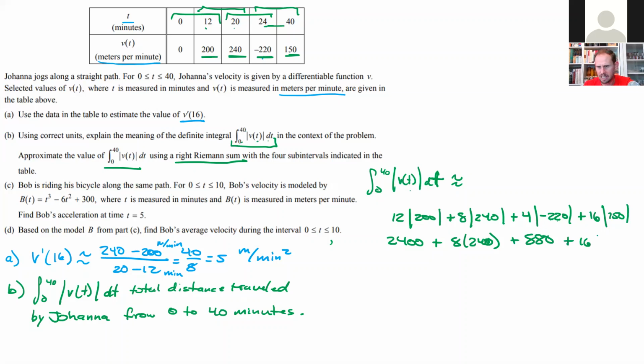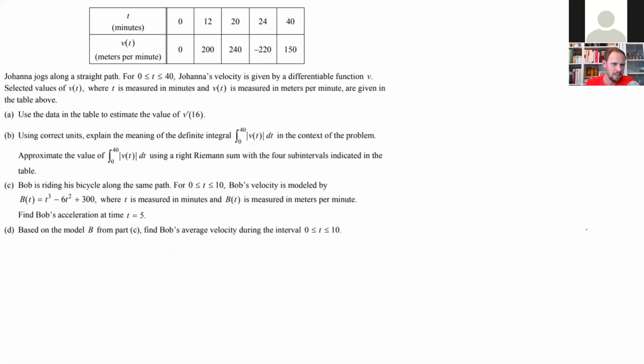And then we have 16 times 150. I don't know, that's too much work. Yeah, oh well. Anyways, we could leave it like that. It's AP exam. We don't have to work that out. We can just leave it like that. We do want to work out the absolute value though. So if you just said this is 12 times 20 plus 8 times 240 plus 4 times 220 plus 16 times 150, that would be a perfectly acceptable answer. All right. I don't know what that works out to. Probably a big number. Part C. And this was a non-calculator question, if I remember correctly.